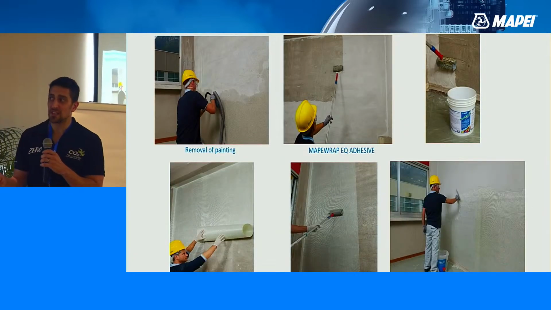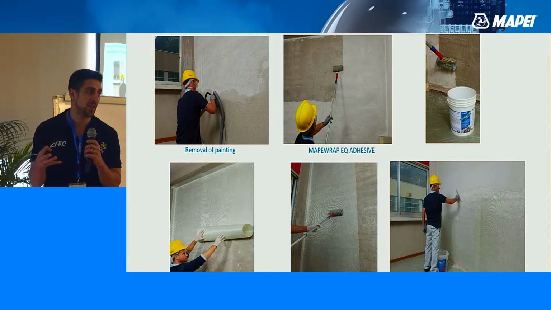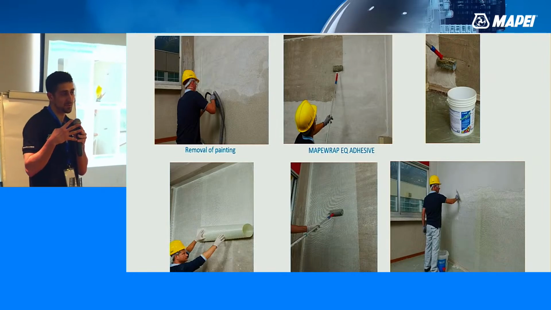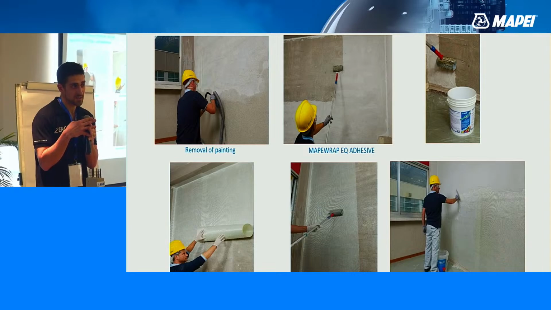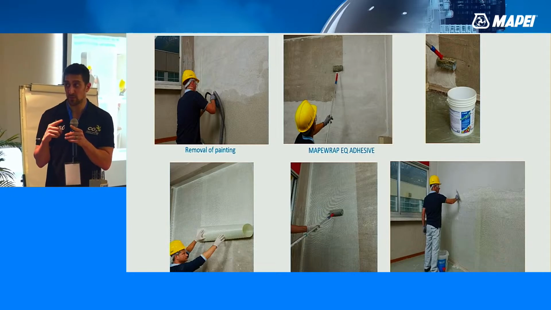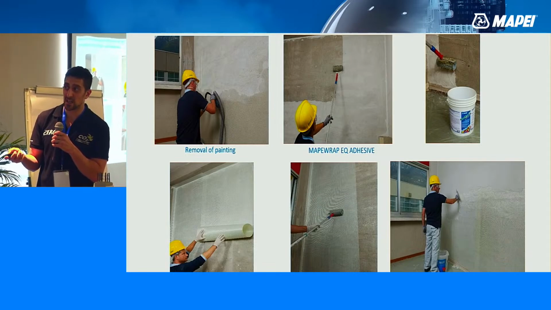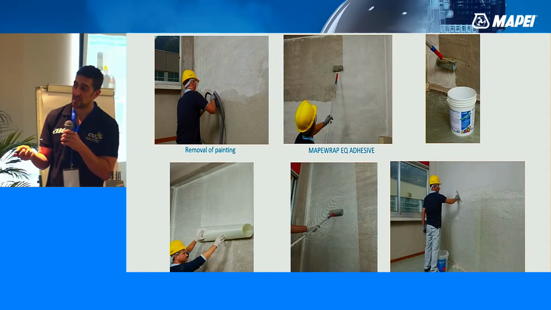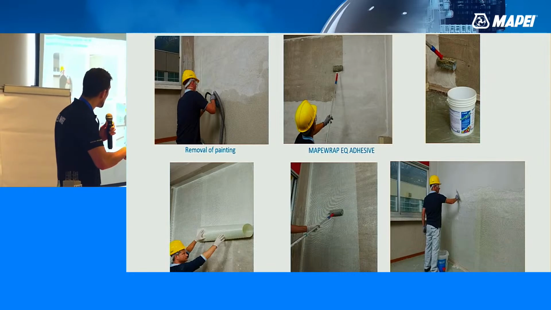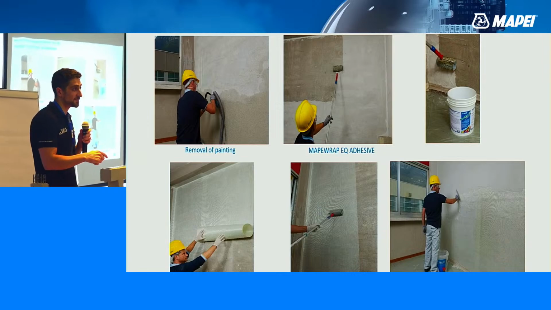The application is really simple. The only operation to do is the removal of the paint, because the paint is a film that blocks the possibility of the adhesive to enter the pores of the plaster or of the render. So it is really important to remove the paint. Remove the paint, apply a first layer of polyurethane adhesive, install the glass fabric, apply a second layer of polyurethane adhesive, and then after 24 hours we can apply the render on it. And that's it.